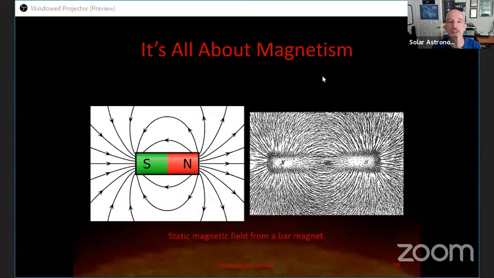And really what's going on here is all about magnetism. You've probably seen pictures like this. This is the prototypical bar magnet where you have a north and a south pole. Maybe in school you've done an experiment where you've used iron filings to visualize the magnetic field lines as they connect from the south to the north pole here.